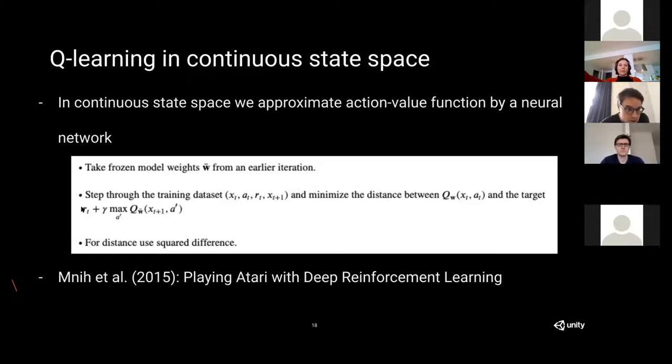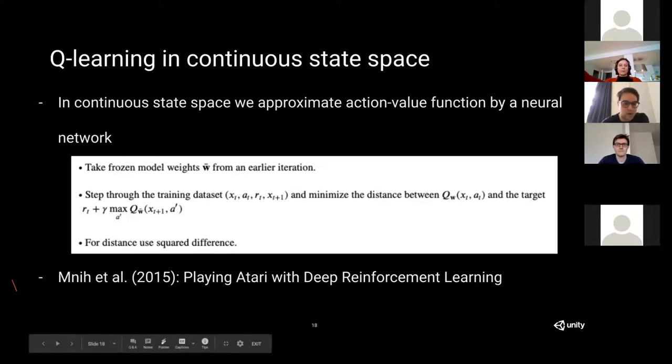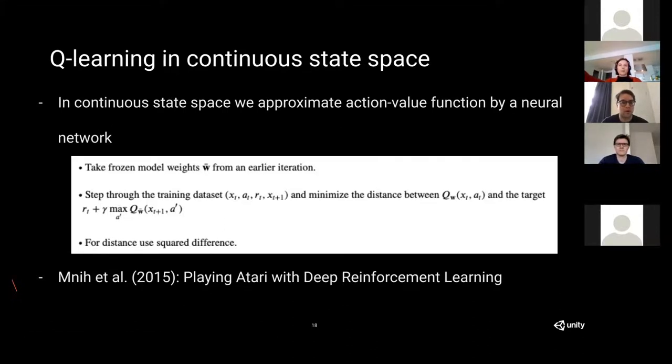So how do we do that? We fix a target. So you see this target is exactly as from the previous slide. So it is the immediate reward, the discount, and the Q value at the next state, where we pick the one that brings the maximal value. So this is the target, and then we simply regress the model towards this. We step through the elements in our training dataset and minimize the distance. So I guess here we're only speaking of floats or real numbers. So squared difference is a perfect distance here. So I included one reference here. So this Atari paper is where this was described very, very well, I believe, for the first time.